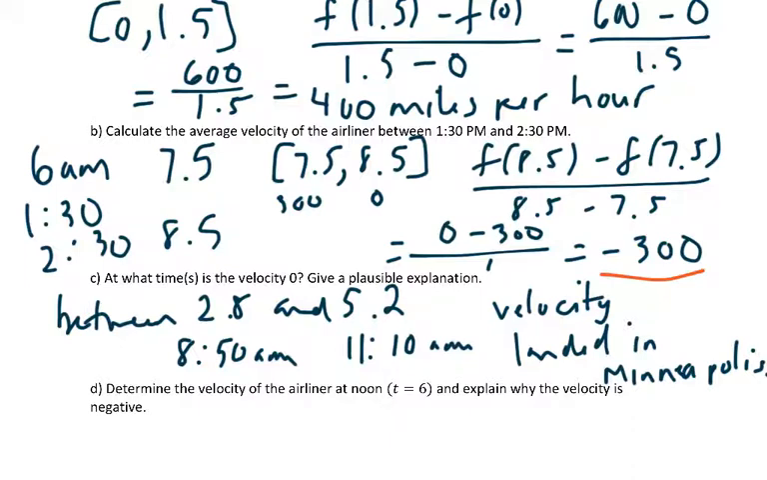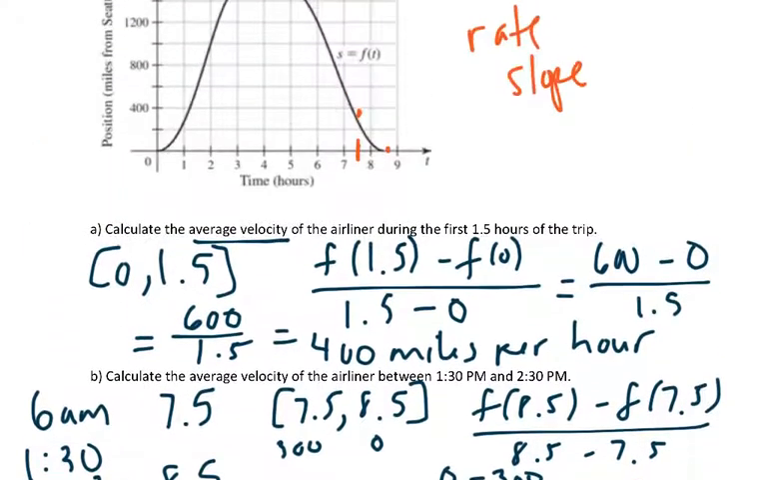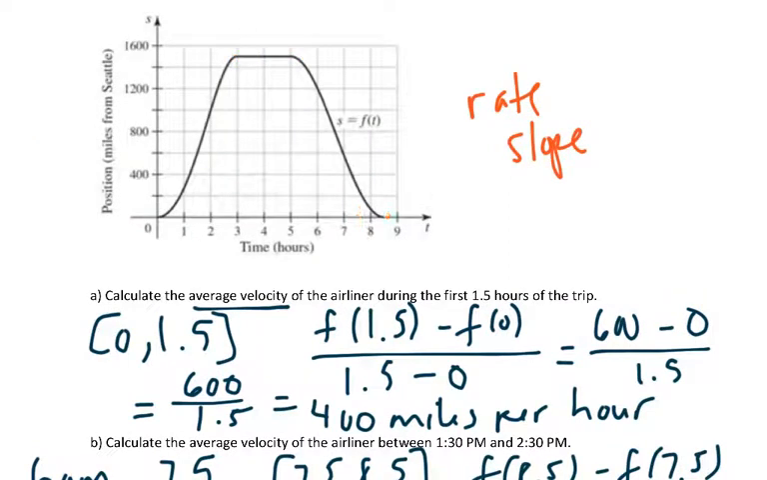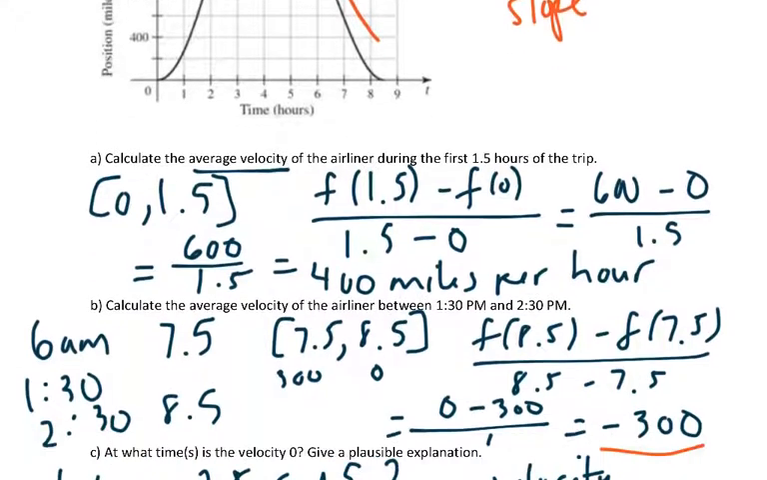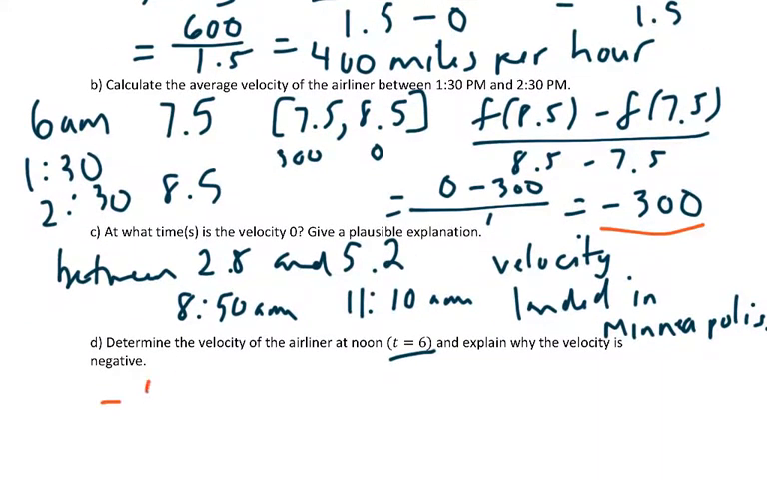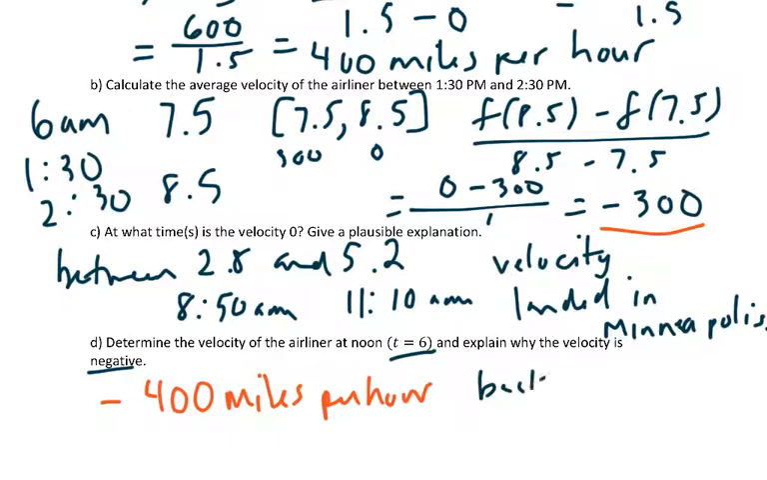Determine the velocity of the airliner at noon, t equals 6, and explain why the velocity is negative. Okay, so let's look back at our picture at noon, at 6. So here's 6. Here's our graph. I need the slope. So I'm going to draw this tangent line to make a slope. To me, it looks like it goes down 400 and over 1 hour. About down 400 and over 1 hour. So I'm going to estimate like negative 400 miles per hour. Why is it negative? It's negative because it's coming backwards towards Seattle.